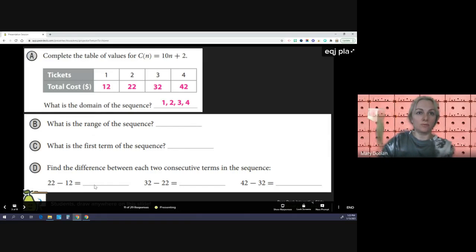22 minus 12, what does that equal? 32 minus 22, what does that equal? 42 minus 32, what does that equal? We're just pulling out values from the sequence, from the range, okay? 22 and 12, notice how they're consecutive. 32 and 22, they are consecutive. 42 and 32, they are consecutive. What is their difference?